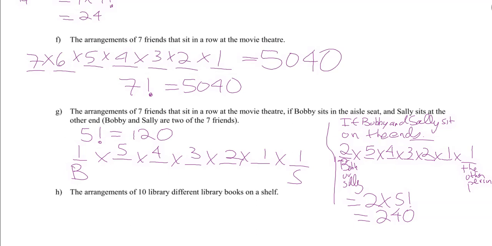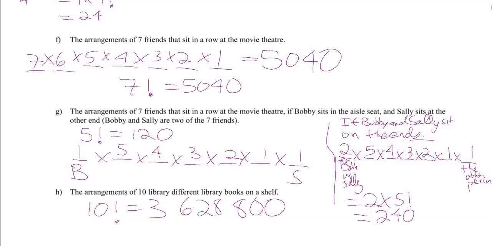10 different library books on a shelf can be arranged how many ways? What is it? 3, 6, 2, 8, 8, 0. I'll know this later. We take the number of batting orders and stick a 0 on the end, right? Because we're just multiplying it by 10. So the 362,880 becomes 3,628,800.